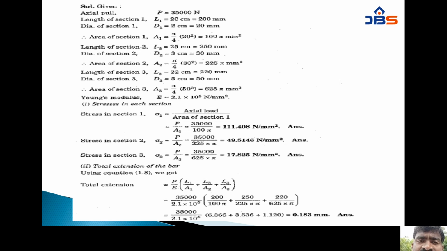Next, the length of section 2, L2, equal to 25 centimeters, that equals 250 mm. Next, the diameter of section 2, D2, equal to 3 centimeters, that equals 30 mm. Next, the area of section 2, A2, equal to pi by 4 into D square, that equals 225 pi mm square.